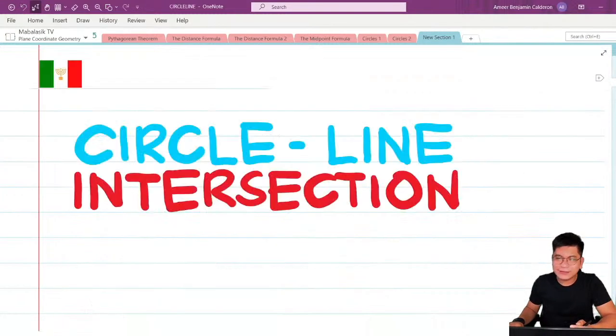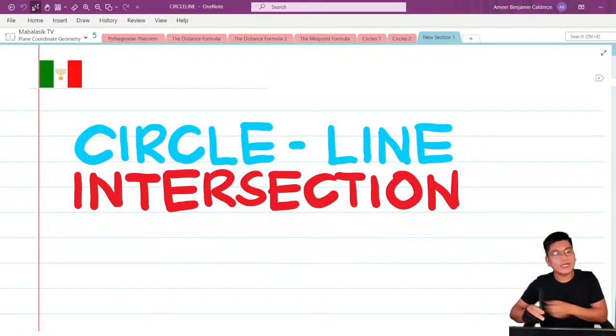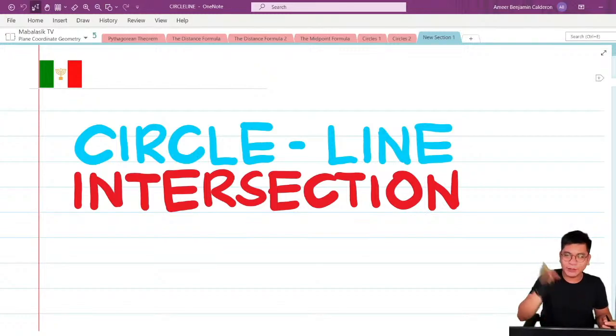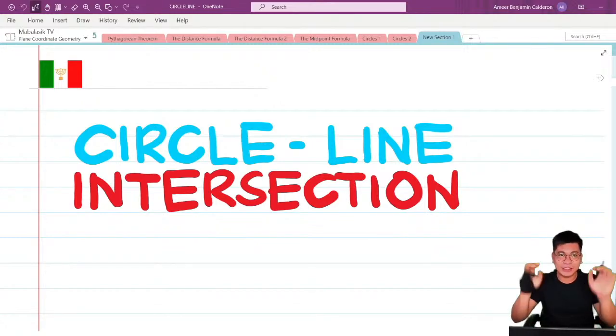And that is our lesson for this discussion. Circle line intersection. Our objective is to find the coordinates of the point or points of intersection between a circle and a line. Bakit point or points? Kasi the line can be a tangent, so point lang yon kasi one point of intersection lang. Can be a secant, so 2 points of intersection, kaya points.